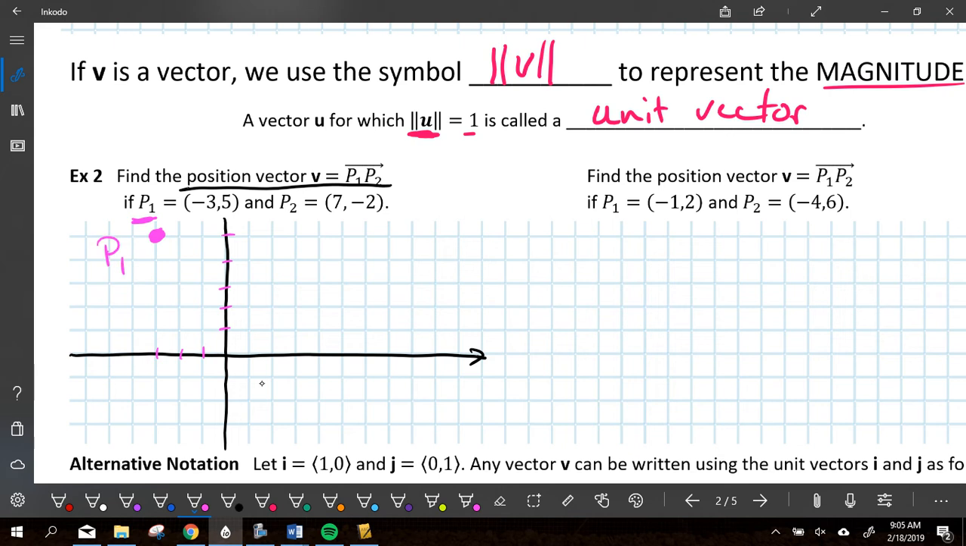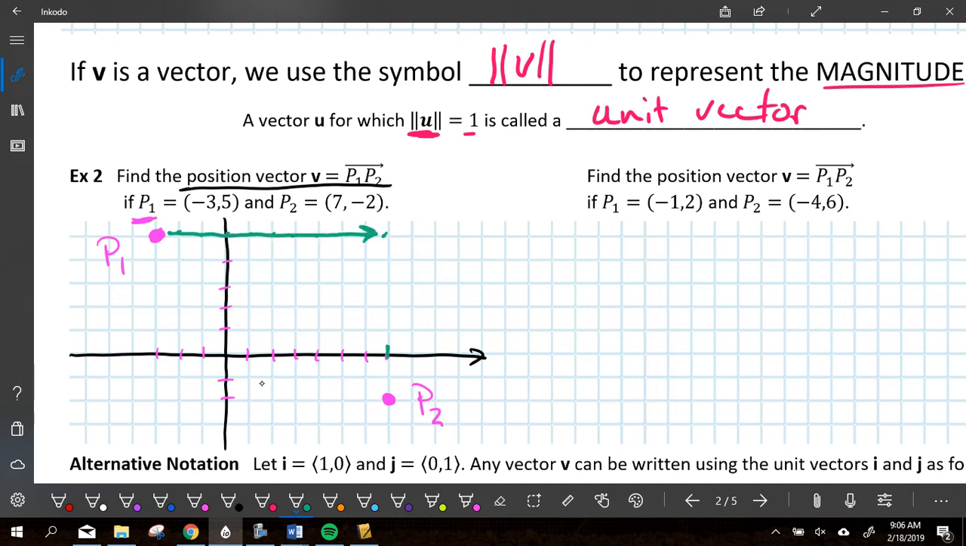P2 is this one, 1, 2, 3, 4, 5, 6, 7, and I went down 1, 2. That is P2. We are trying to write the vector that goes between those 2 things. A vector is just going to give us how far did you travel on the x-axis, how far did you travel on the y-axis. That is how we write this vector. So to get from here to there, to get from P1 to P2, how much did I need to move on the x-axis? Let's count. 1, 2, 3, 4, 5, 6, 7, 8, 9, 10. I went to the right 10.